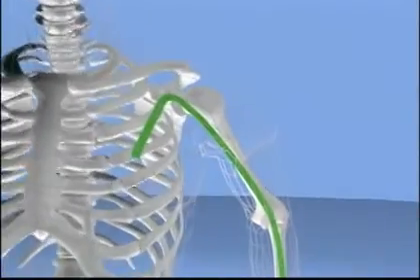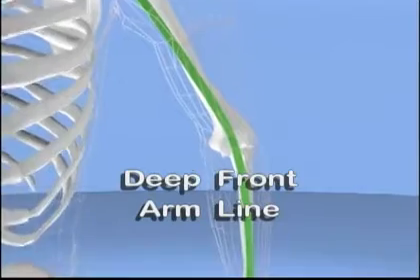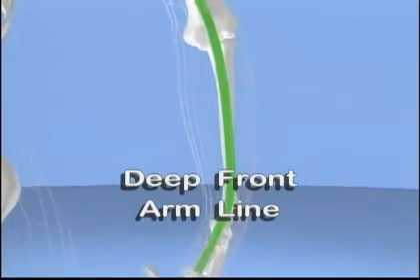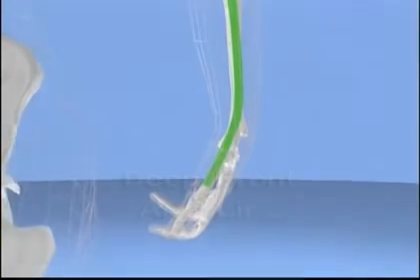This line starts on the ribs with the pectoralis minor, slides down the biceps part of the arm, and gets onto the radius side and ends up on the thumb of the hand.